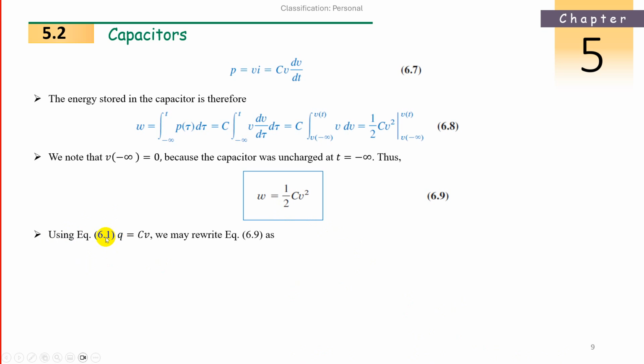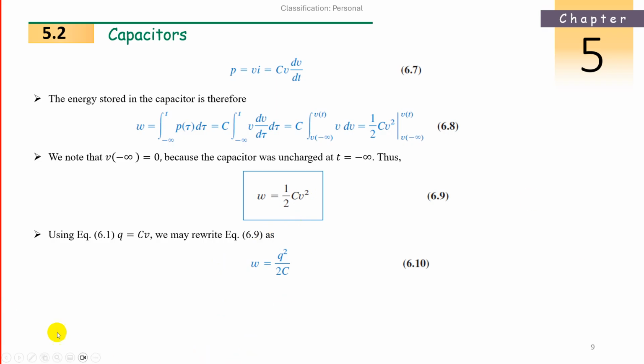Now using equation 6.1, that is Q is equal to CV, we may rewrite this in terms of charge. Sometimes we don't know what V is. We know only how much charge there is. At that time what happens? See here. W is equal to half C V square. What is V square here? V square is nothing but Q by C whole square, Q square by C square. So substitute here Q square by C square. Then one C will cancel. Then Q square by 2C will come. Because V square is nothing but Q square divided by C square, so one C will cancel.